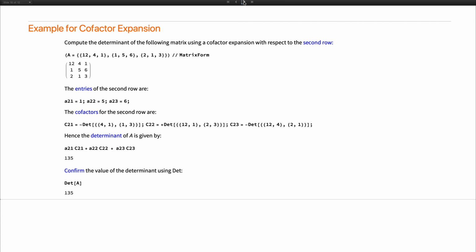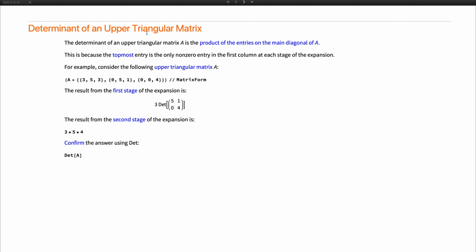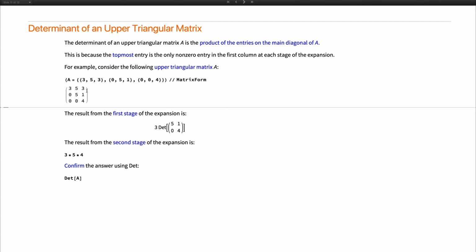And that's the key idea for finding the determinant of an upper triangular matrix. So for an upper triangular matrix, we'll find that the determinant is again the product of the entries on the main diagonal of A. And that's because now if you expand with the first column, then it's only the topmost entry, not the leftmost, but the topmost, which is non-zero. So for example, here is an upper triangular matrix A. You expand using the first column, and you get 3 times determinant of 5, 1, 0, 4. And if you do that recursively, then you get back the answer 60, which you can confirm with the built-in function det.